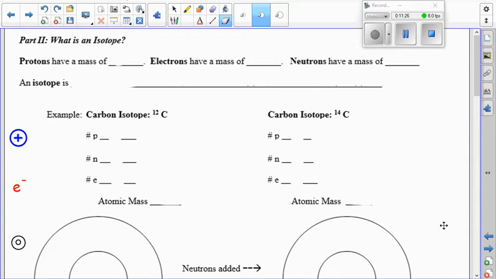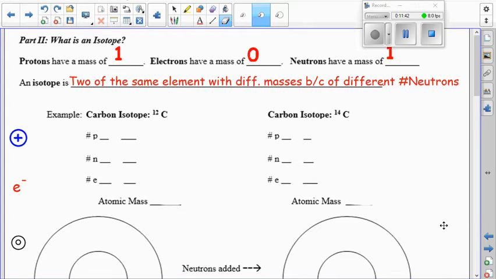So let's see here. Who can tell me the mass of a proton? Mohammed? 1. What about the mass of an electron? 0, right? Electrons technically have a mass, but they're so small we call them 0. Mass of a neutron? 1. Love it. And since isotopes are when you have 2 particles of the same element, but they have different masses because they have a different number of neutrons. Before, when we talked about ions, we pointed out, hey, neutrons aren't really going to affect the ion in any way in terms of its charge.